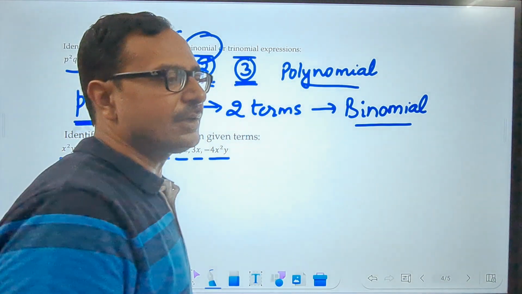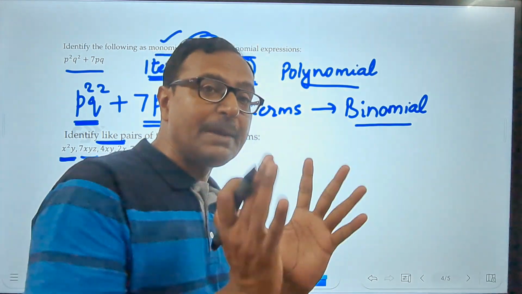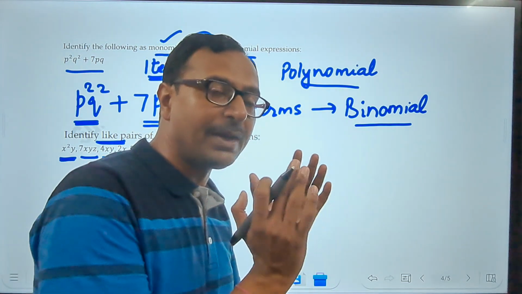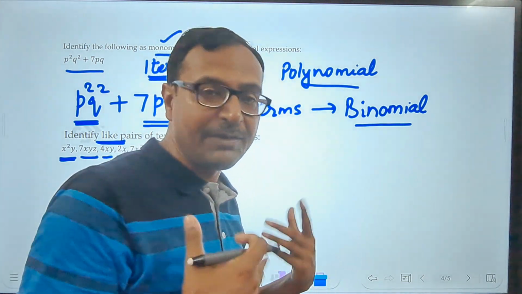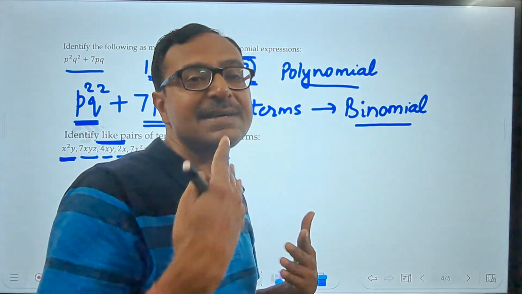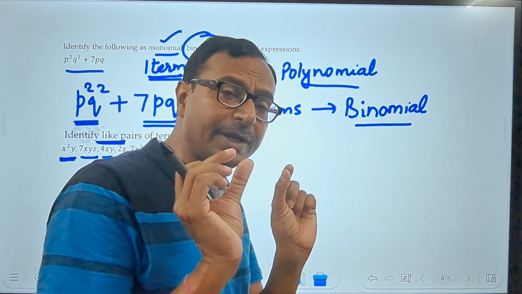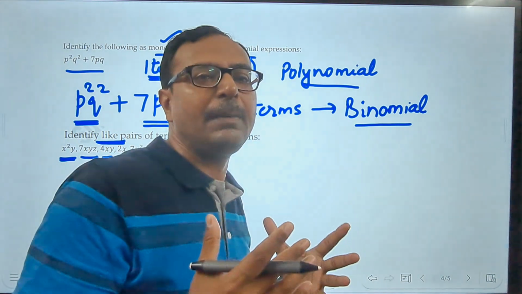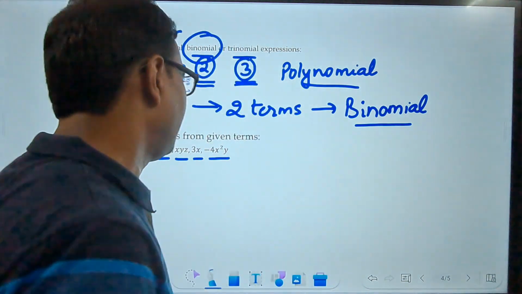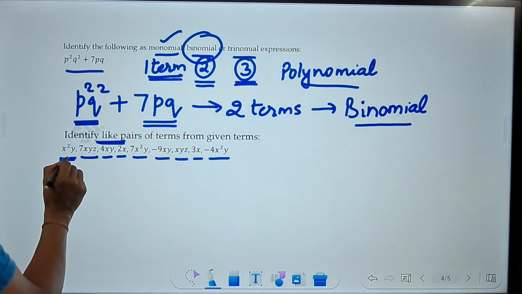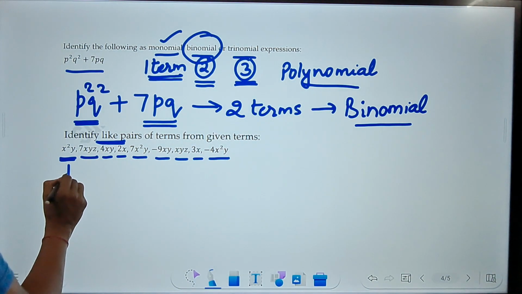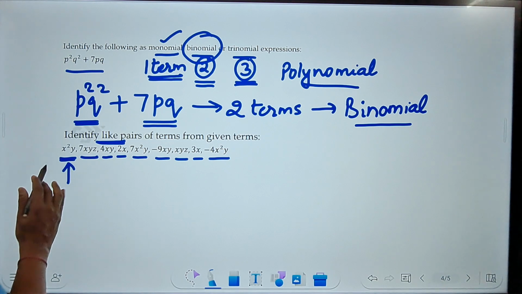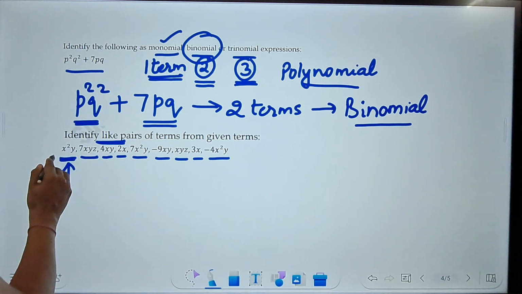Like terms are the terms which contain the same variable part. The numeral, that means the number preceding the variable, can be different, just like 3x and 7x. They both contain x, so they are like terms. So whatever is the variable part, it should be exactly the same. Now if you consider this, here we have x square y. I'll put an arrow here. Can you find out where else we have x square y?